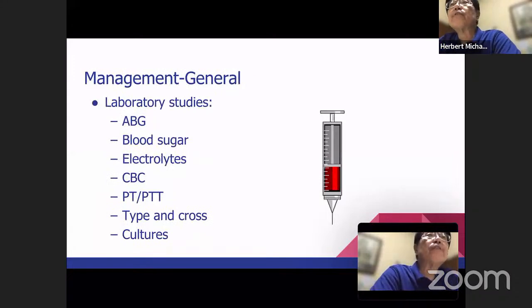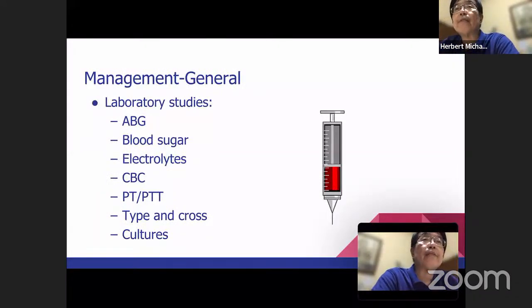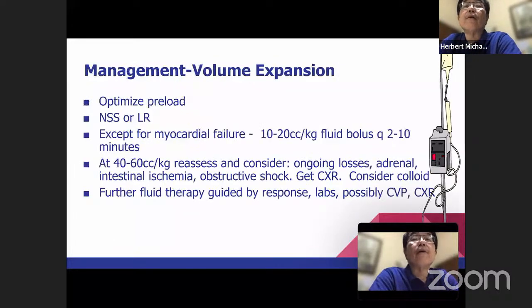For the laboratories, this will always be dependent on what is your working impression. No, there's no such thing as a shotgun laboratory for critical care. All the labs, all the blood that you want to send has to have a special reason. So we always work with volume expansion, and we would like to optimize the preload. And amongst the fluids that we have, the normal saline or the lactated ringers are the ones that we normally will use, the crystalloids.